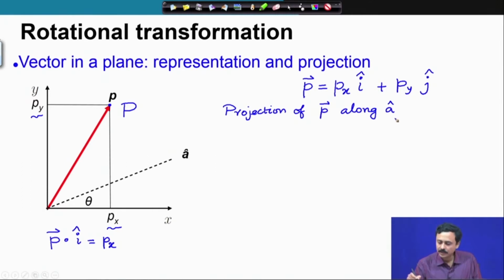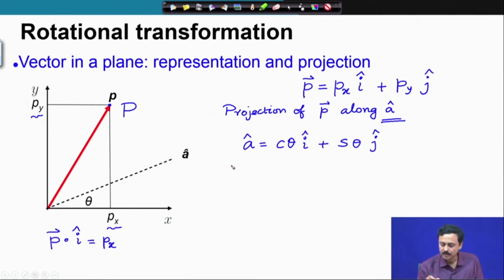Now, our problem is a little more general. We have a unit vector a cap which is a direction at an angle theta with respect to the x axis. Therefore, I can very easily represent the unit vector a cap as cosine theta, I am writing c theta for cosine theta, i cap plus sin theta, I will write s theta for sin theta, times j cap. So, that is the unit vector a cap. So, therefore, projection of p along a is nothing but the dot product of p vector with a cap.